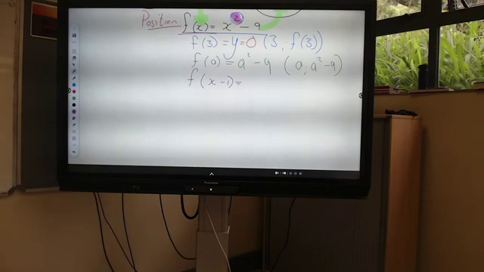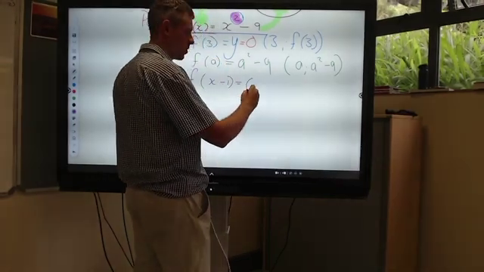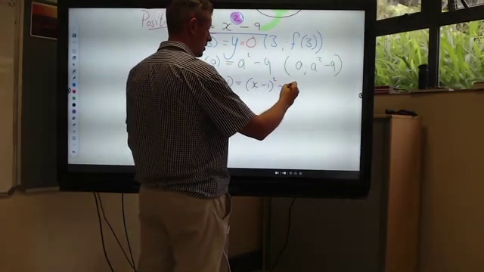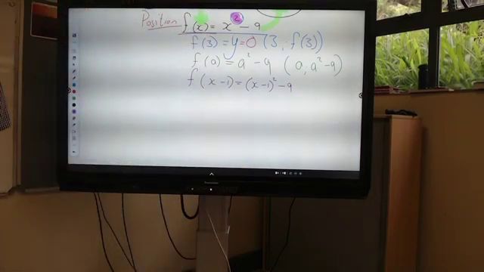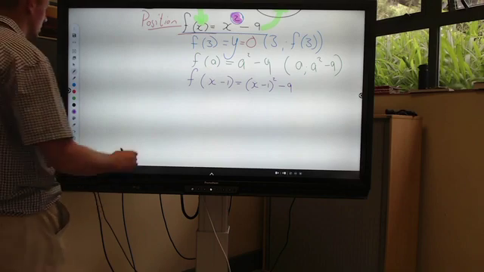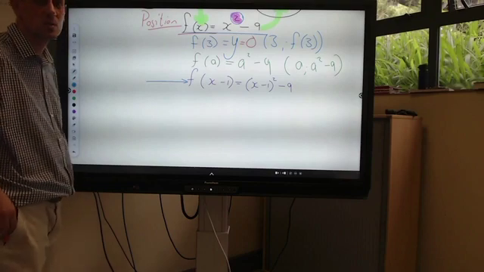What does that mean? f of x minus 1. Okay? What do I do? Yeah. So in other words, okay? Now let me blow your mind a little bit. This, ladies and gentlemen, what you've just done, is a composite function.